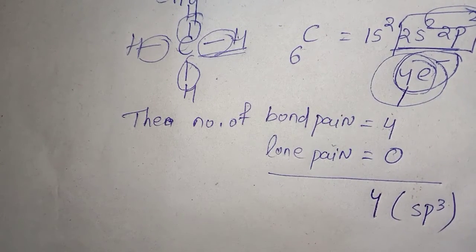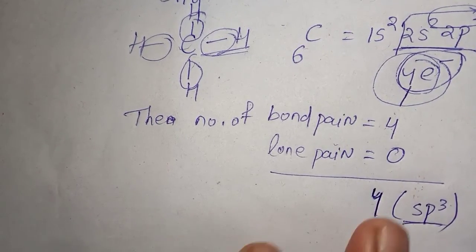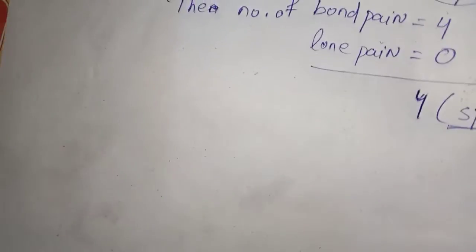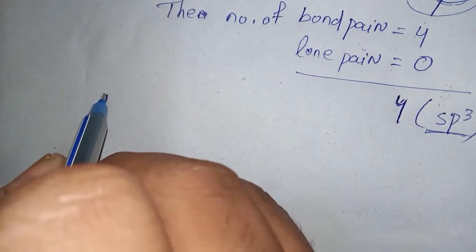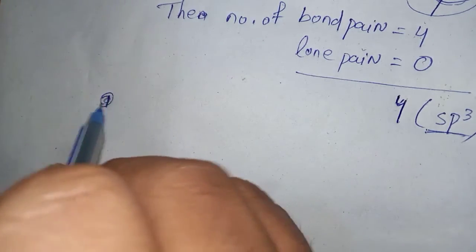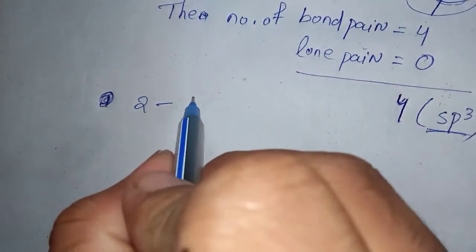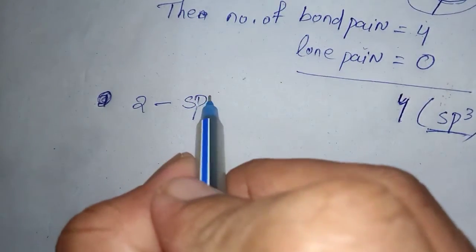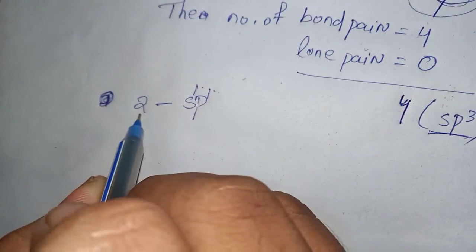And here is a table to know how to find the hybridization. If the summation is 4, this is sp3. There is a table. If the summation will be 2, this is sp hybridization. How will it be 2? You remember s1 p1, 1 plus 1 is equal to 2.